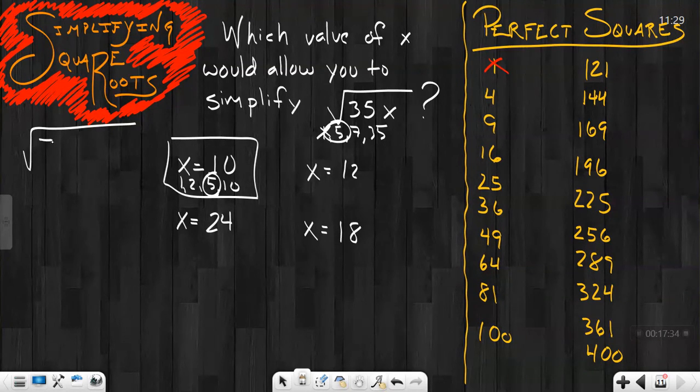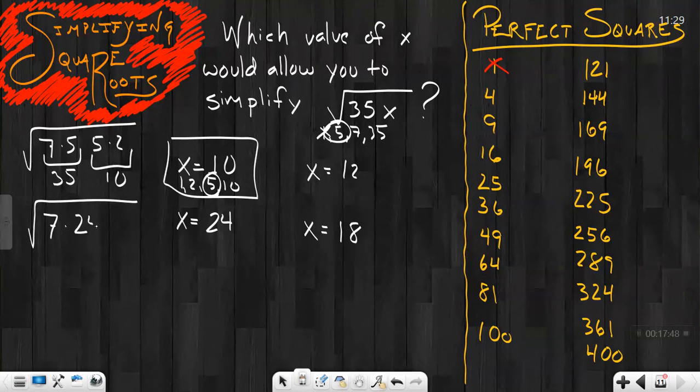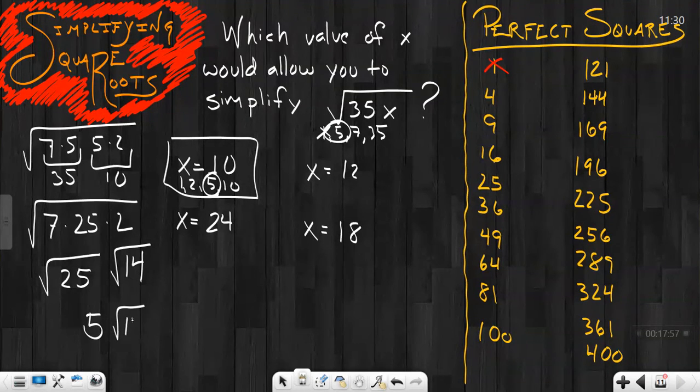And just to show why, 7 times 5 is 35. And 5 times 2 is 10. So if x was 10, this number inside would become 7 times 25 times 2, which is the same as the square root of 25 times the square root of 14. And that simplifies to 5 root 14. That's why it works. But again, you're looking for a common factor in order to have something simplify inside that square root.